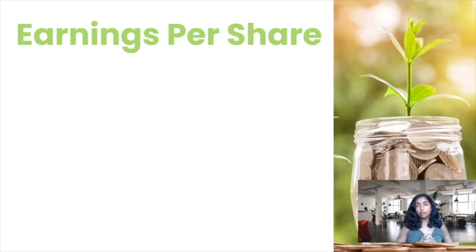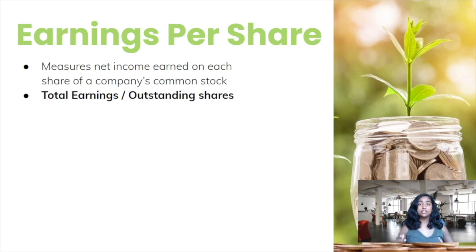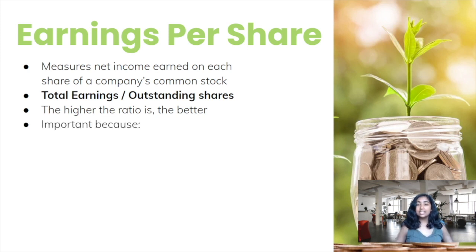The third ratio we're going to be looking at is EPS, also known as earnings per share. This is pretty self-explanatory in that it measures net income earned on each share of a company's common stock. The equation total earnings over outstanding shares represents this ratio, and a higher ratio shows more profitability because you're gaining more money per share. Earnings per share is important because growth in EPS is an important measure of management performance.